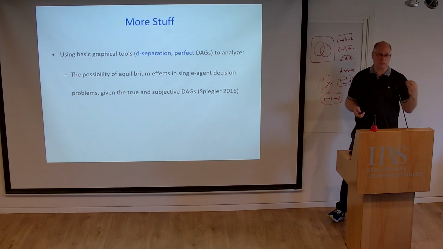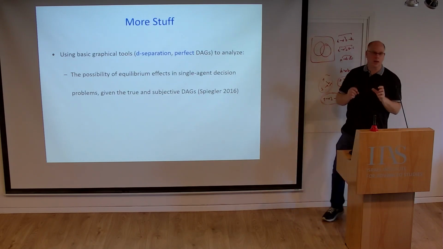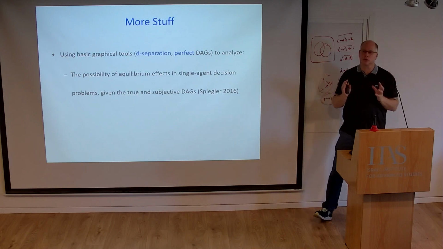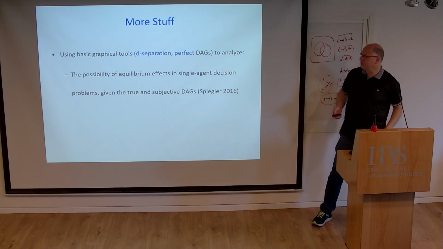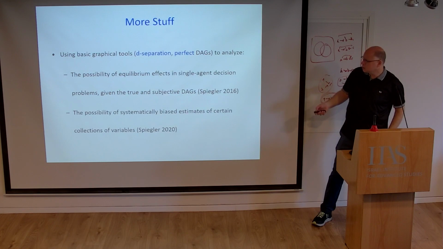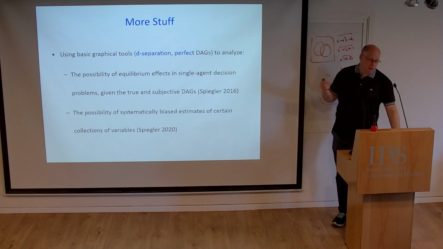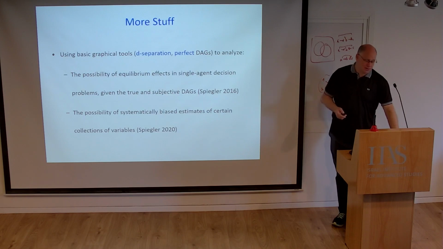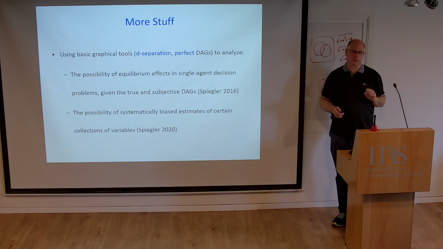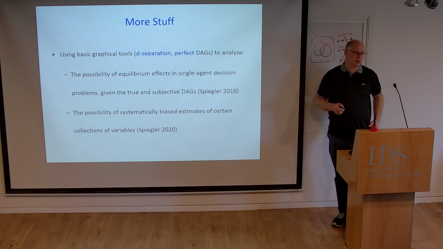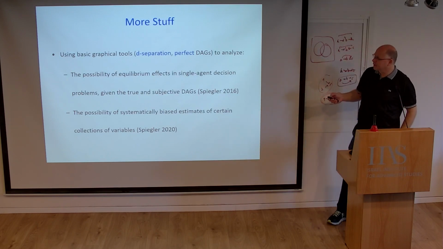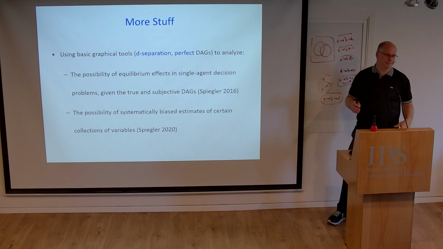So using basic tools from Bayesian networks can help you answer diagnostic questions about classes of models. You can also ask questions like, could somebody have a systematically biased or systematically wrong estimate of a certain collection of variables, given his subjective DAG and given the true DAG? You can use, again, the notion of perfect DAGs to give an answer to that kind of question.